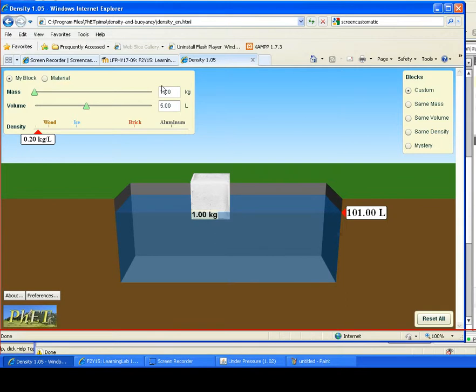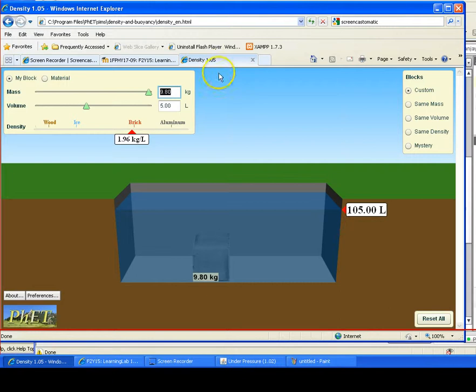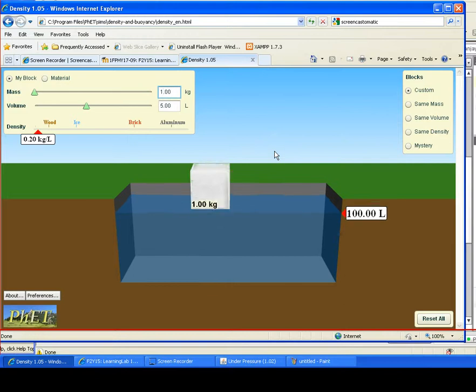Partially submerged. Okay, let's try it out. So I'm going to change this mass to 2. Oops, I changed it too much. So I'm going to change it to 2. What was it earlier? 1, right? Let me start with that case. This is the 1 kilo case. I'm going to change it to 2.